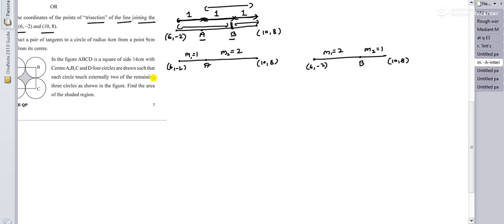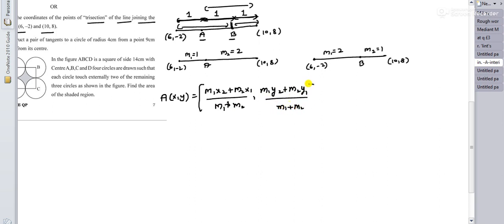Just substitute and solve. So point A, that is x comma y, will be, what is the section formula? It is m1 x2 plus m2 x1 divided by m1 plus m2, comma, m1 y2 plus m2 y1 divided by m1 plus m2. This is the section formula. Now substitute to find the value of A.